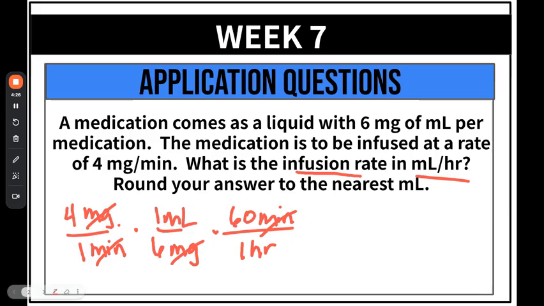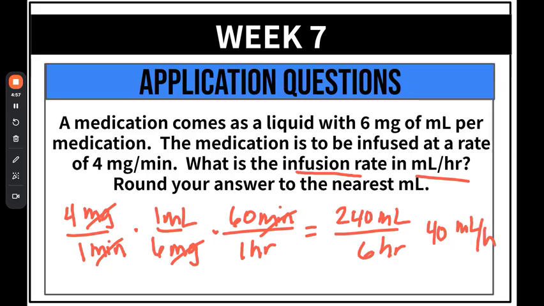All right, so now we can just multiply the numbers. Top times top times top, which gives us 4 times 1 times 60, leaves me with 240. I've got milliliters on top, divided by 1 times 6 times 1, which gives me 6 hours on the bottom. And this is going to give me 40 milliliters per hour.